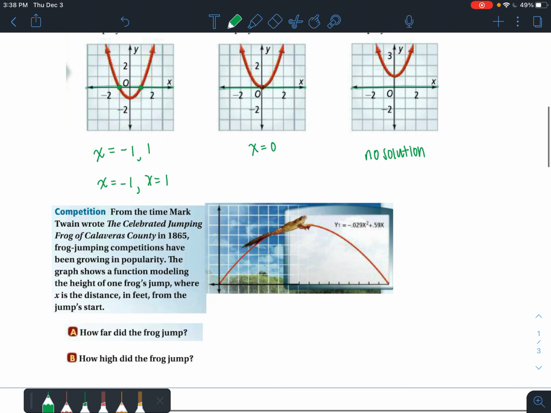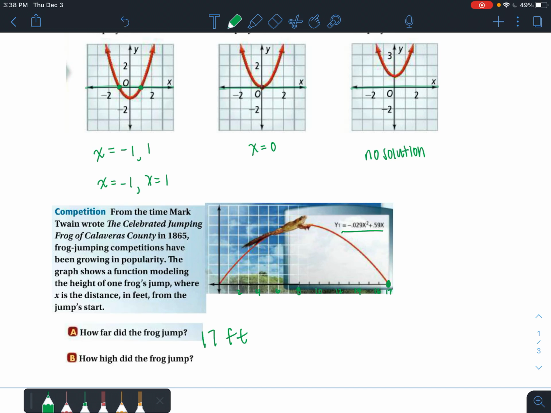Looking here, it says, from the time Mark Twain wrote The Celebrated Jumping Frog of Calaveras County in 1865, frog jumping competitions have been growing in popularity. The graph shows a function modeling the height of one frog's jump, where x is the distance in feet from the jump start. How far did the frog jump? Let's count it out. 2, 4, 6, 8, 10, 12, 14, 16. So that right there is 17. The frog jumped 17 feet.